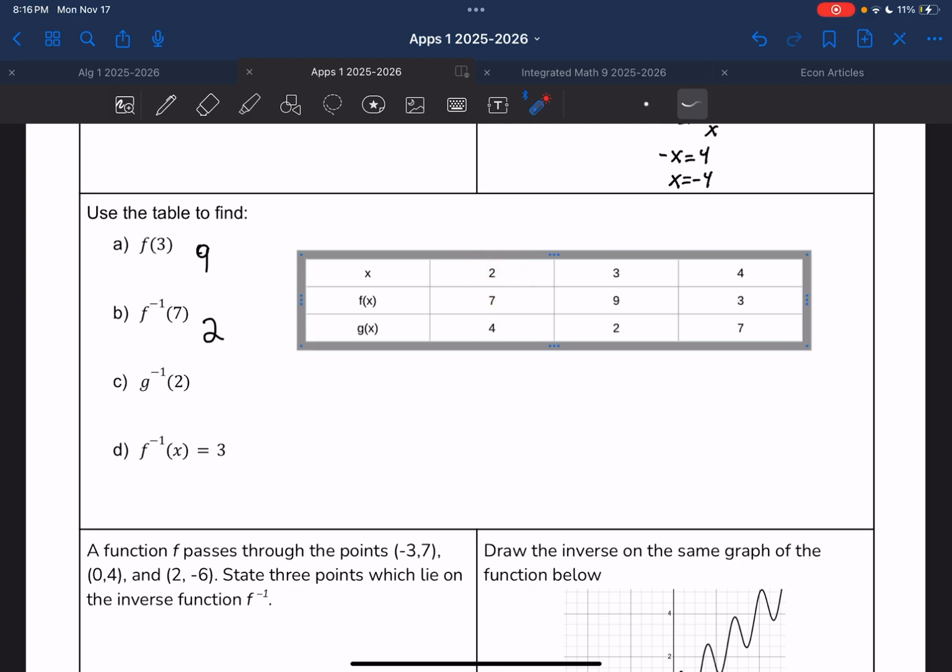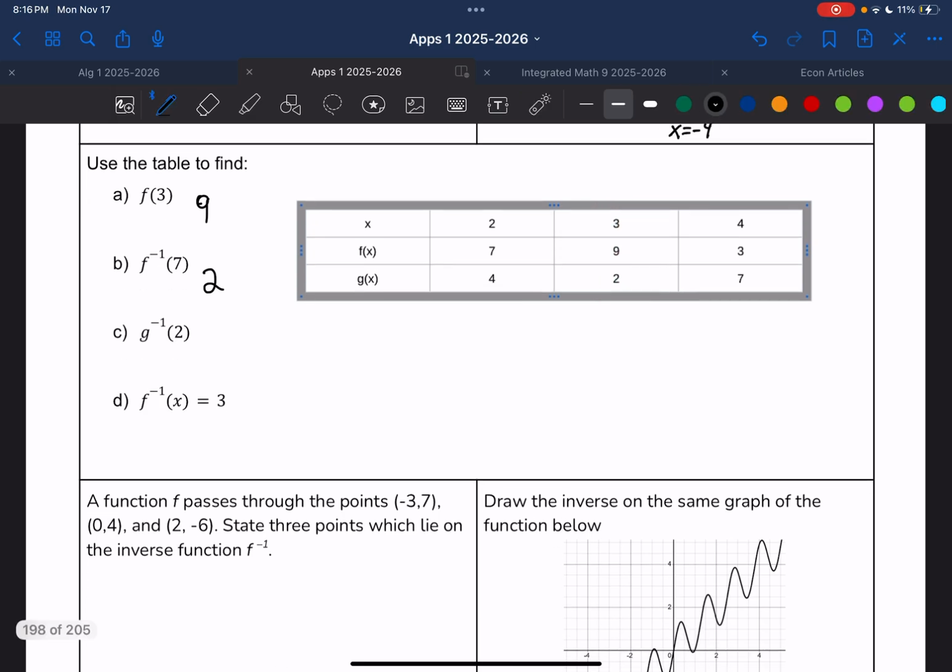And so g negative 1 of 2, we can see that when we input 3 in the regular function g of x, we output 2. That means when we input 2 in the inverse function, we have to output 3. All right.